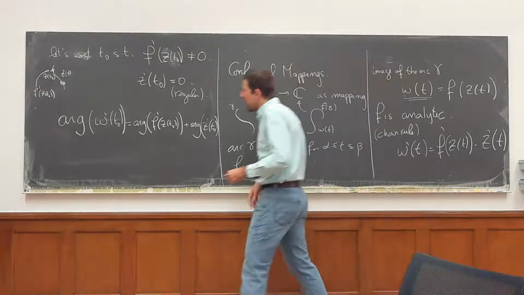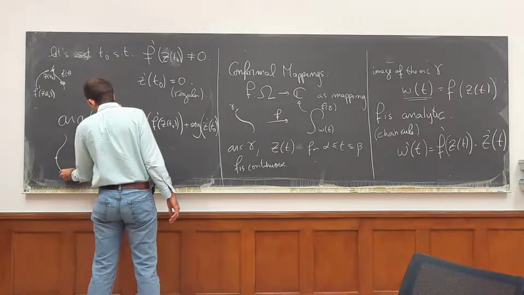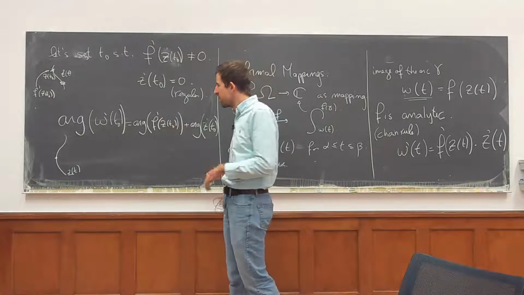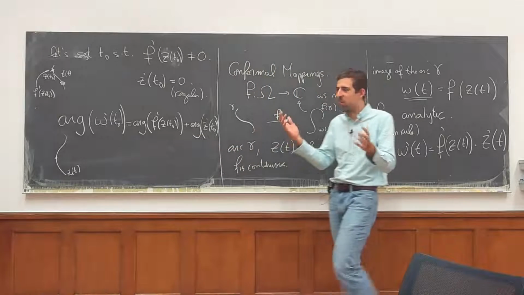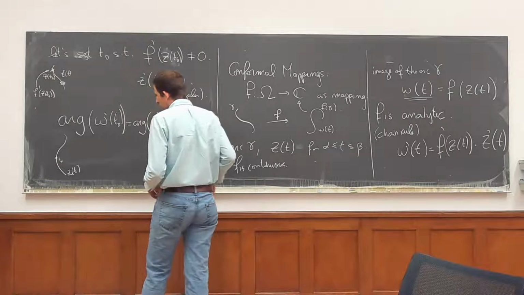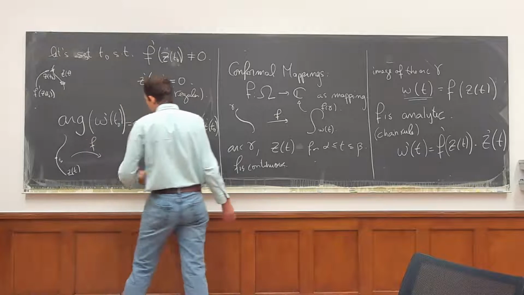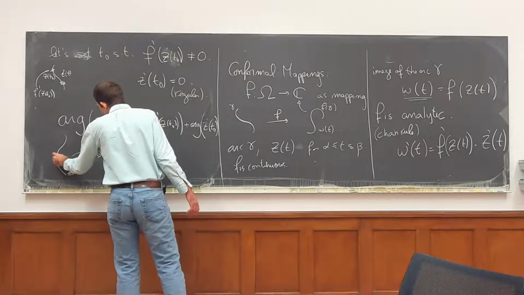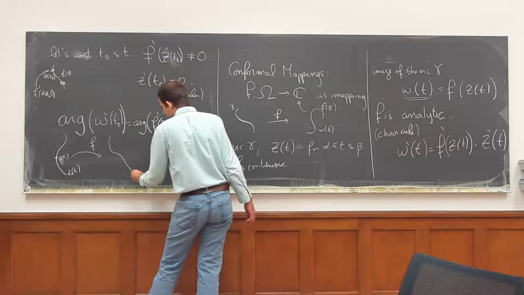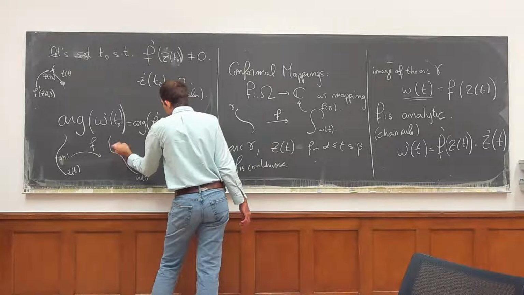Because let's say that I have a curve z. I'm going to use a little bit of abusive notation and call this the curve z of t, like we are used to calling a function, like the function x squared. And let's say this is the point t0, z of t0. Now we apply f, and it's some other curve w, and maybe this is w of t0.